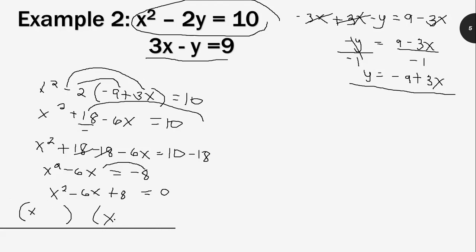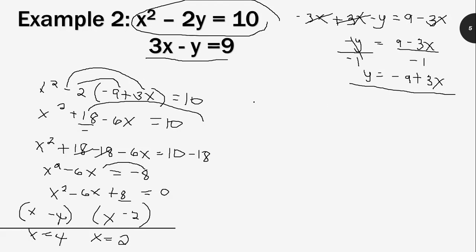We have x times x. Two numbers that multiply to 8: so we have 4 and 2. 4 times 2 is 8, and 4 plus 2 is 6. So negative 4, negative 2. Okay po? So x minus 4, or x is equal to positive 4, and x is equal to positive 2.